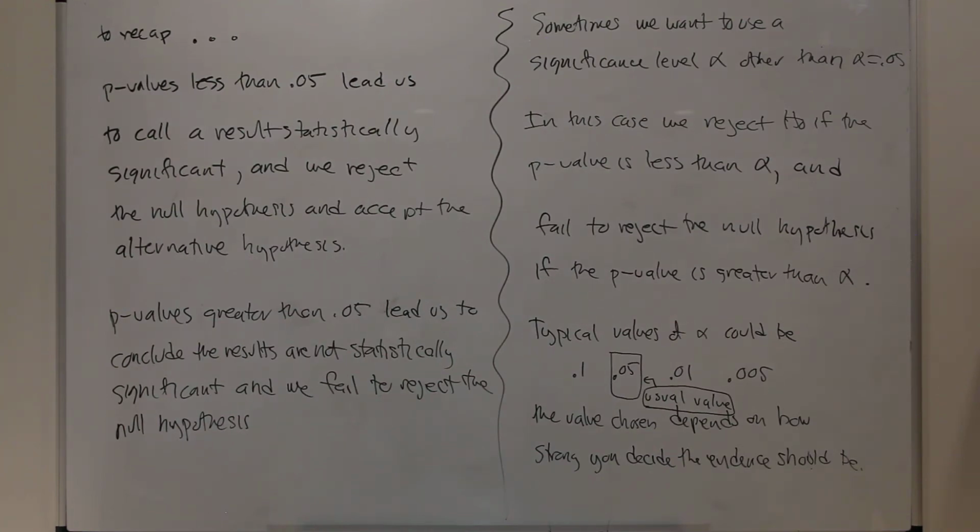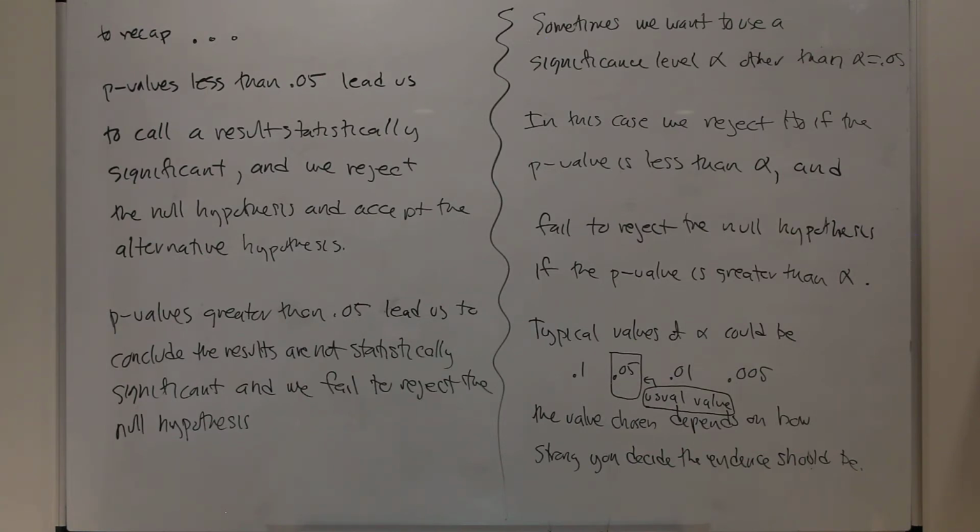So let's recap where we are. We talked about finding p-values. P-values give you the strength of evidence against the null hypothesis in favor of the alternative. Small p-values are strong evidence. Larger p-values are weak evidence. It seems backwards, doesn't it?